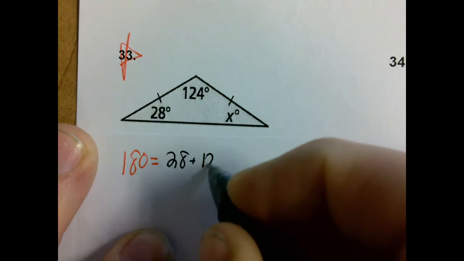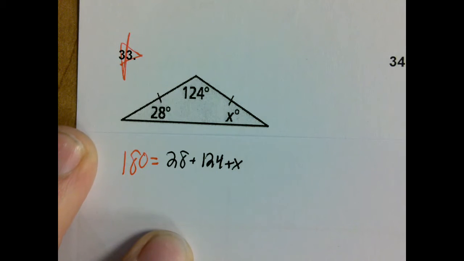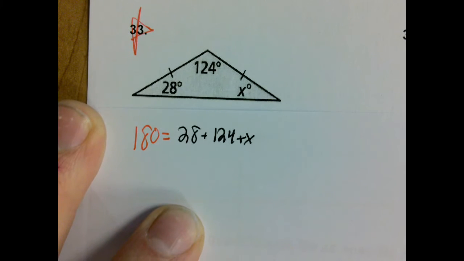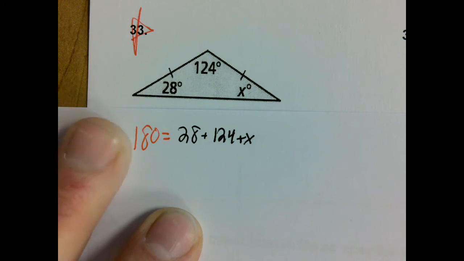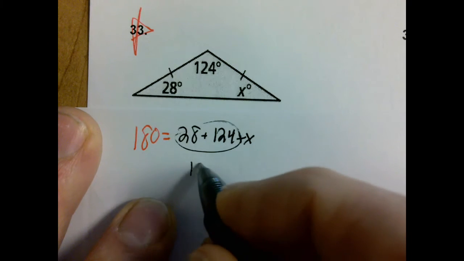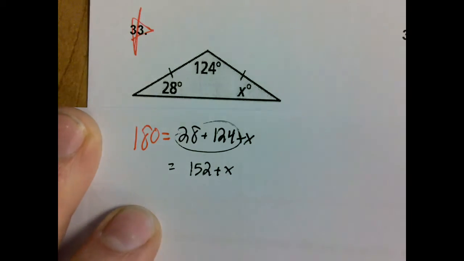28 plus 124 plus x. Doesn't matter what the triangle is, they'll always add up to 180. That's why I always say start with the 180. Now add up like terms. In this case, the numbers, the constants. That gets you 152 plus x.